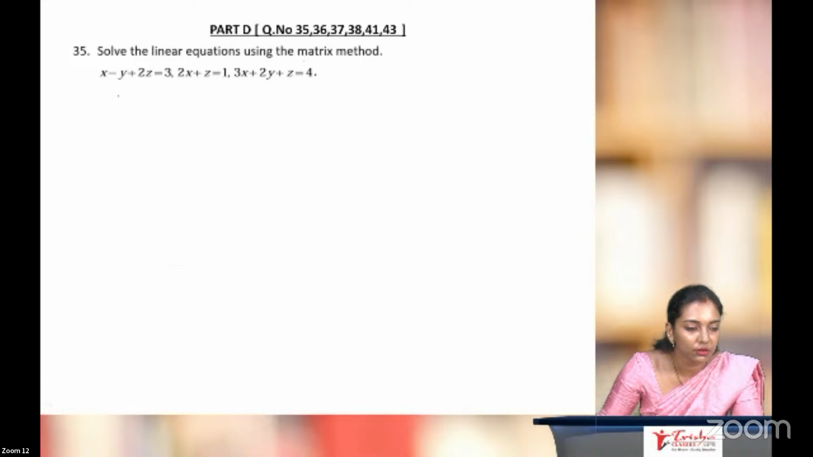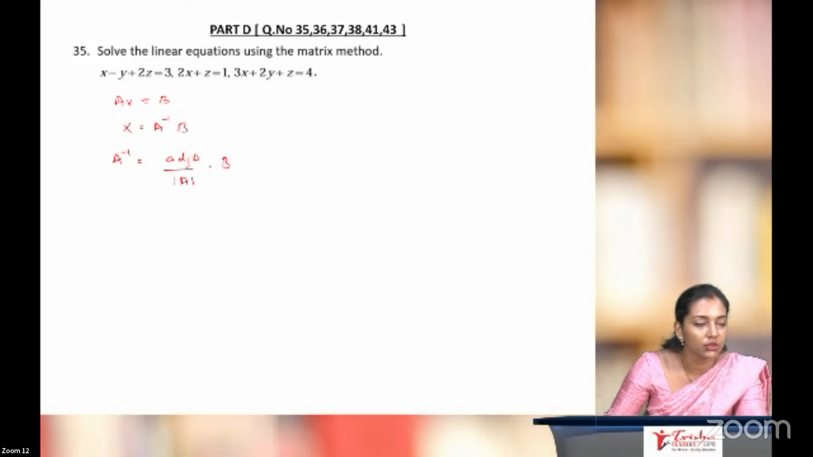First, it is of the form AX equal to B, correct? So what do you have to find? X equals A inverse B. X in the sense the unknowns x, y, and z. So what is A inverse B? It is adjoint of A by determinant of A into B. So you need to find the adjoint of A. How to find the adjoint of A?